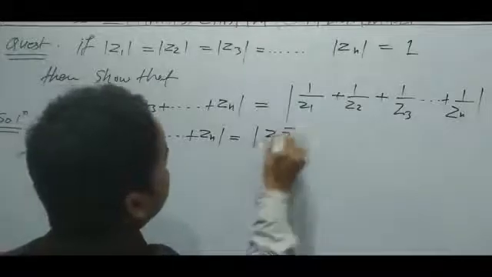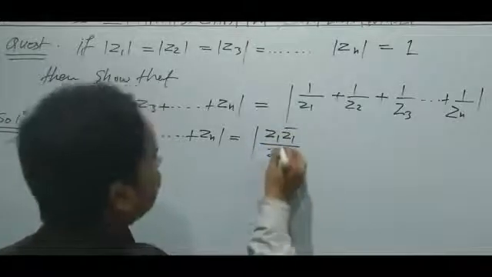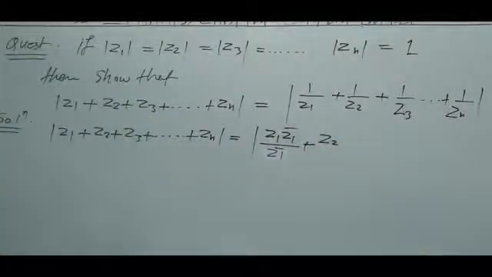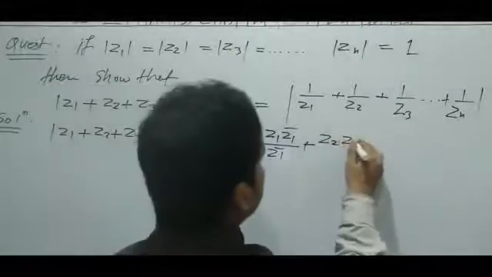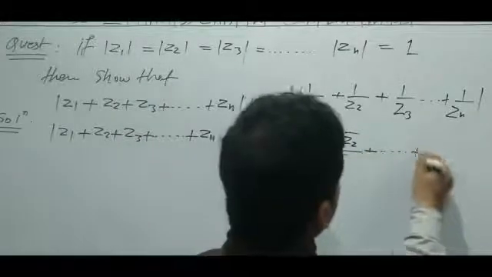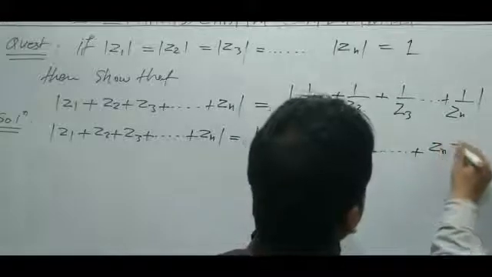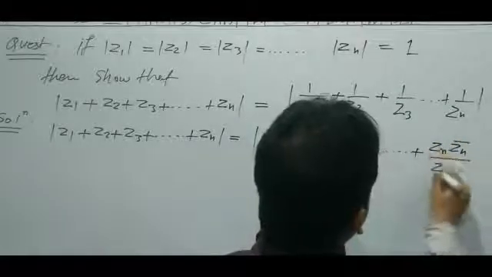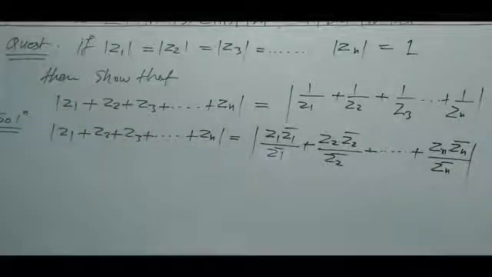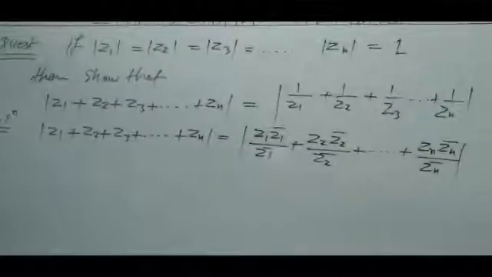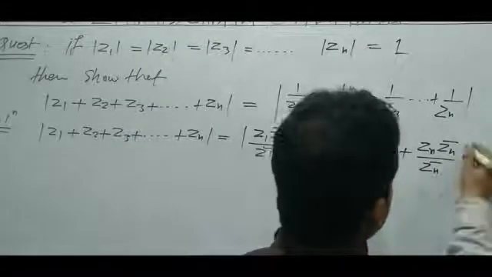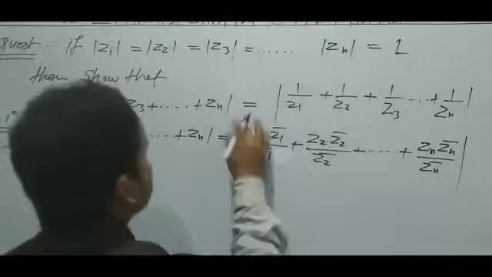z1 into z1 bar whole upon z1 bar plus z2 into z2 bar whole upon z2 bar plus up to zn into zn bar whole upon zn bar. These statements we can write this way. We have rationalized by complex numbers and their conjugates.